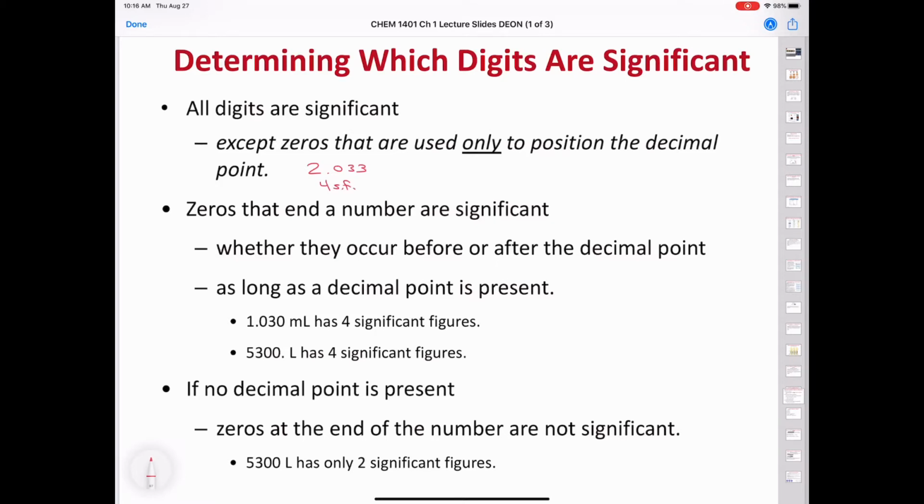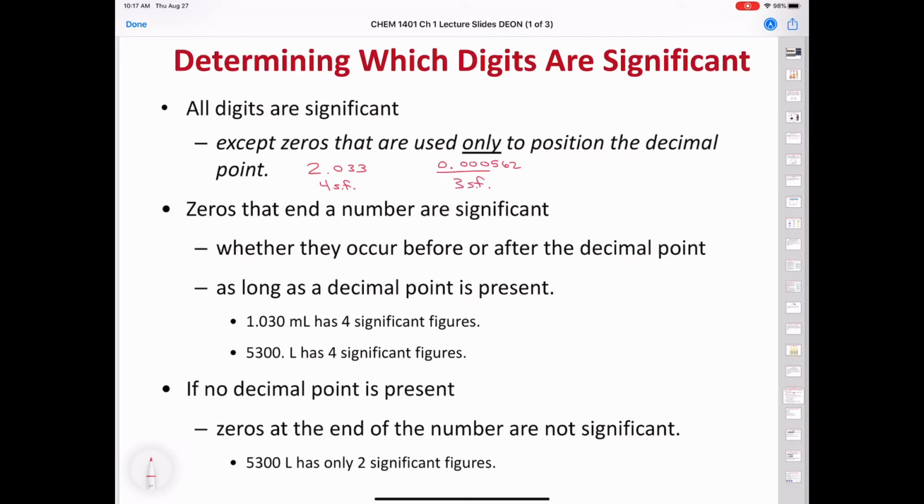If I had the number 0.000562, the zeros at the beginning of the number, again, I like to call these leading zeros. These are only used to position the decimal point right here. And so none of those zeros that I have underlined are significant. And so this number has a total of 3 significant figures.